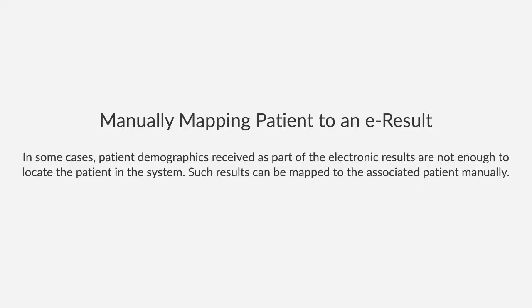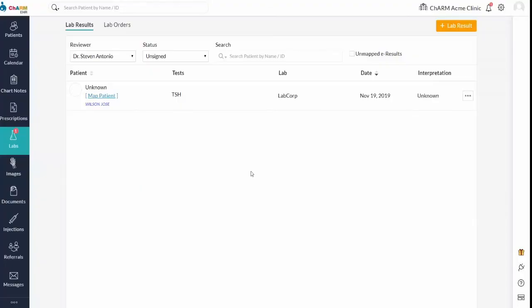Manually mapping patient to e-result. Unsolicited results may be received with incorrect patient details. Such results cannot be mapped to the patient automatically. They are listed in the lab results section with an unknown patient. The patient can be mapped to this result using the map patient option.